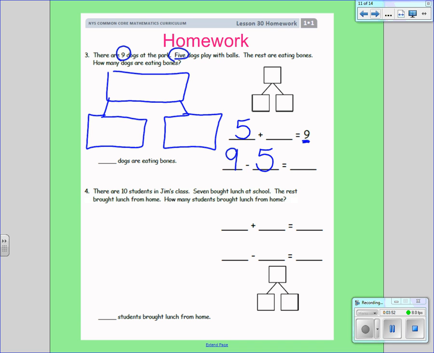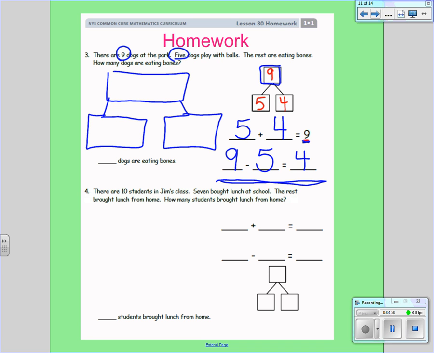I've told the students to start with subtraction. It's a little bit easier. Hold up 9 fingers, take away 5, will give you 4. 4 dogs are eating bones. 5 plus 4 is 9. We're going to fill in our number bond. The top number, or the box that's by itself, that is our total, our biggest number, which is 9. And then we've got 2 parts, the 5 and the 4.